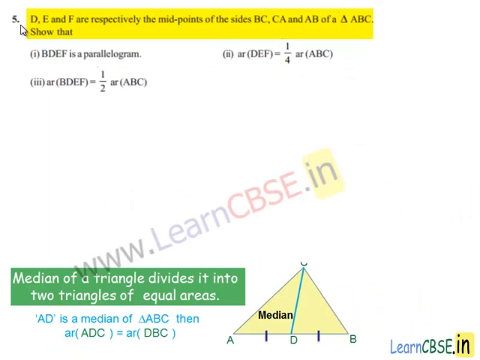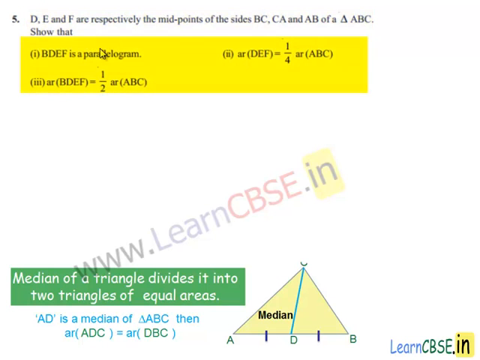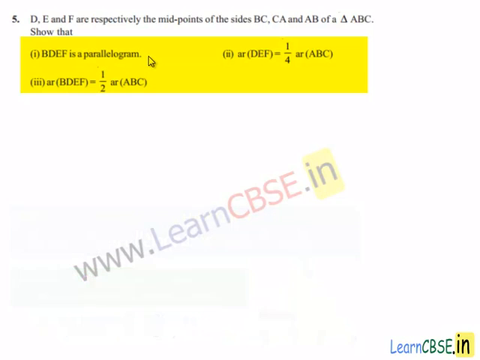Moving on to the fifth question. D, E and F are respectively the midpoints of sides BC, CA and AB of triangle ABC. Show that BDEF is a parallelogram. Second, the area of triangle DEF is equal to 1/4 of the area of ABC, and the area of parallelogram BDEF is equal to half times the area of triangle ABC.